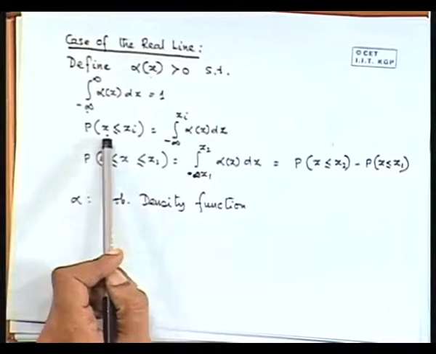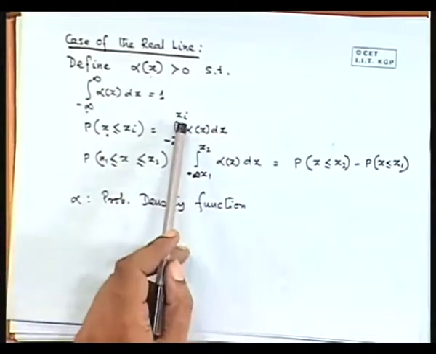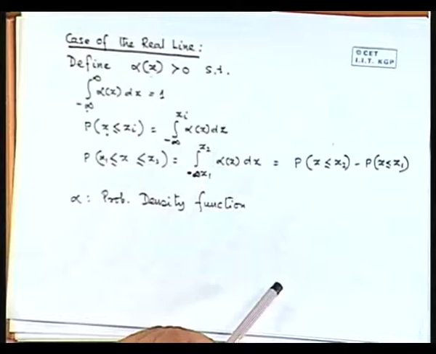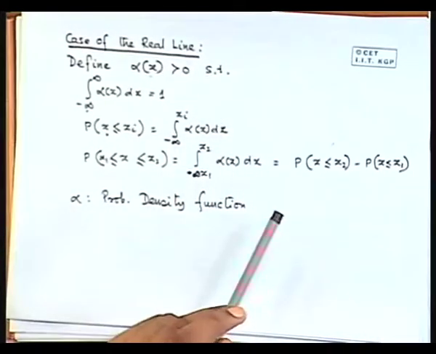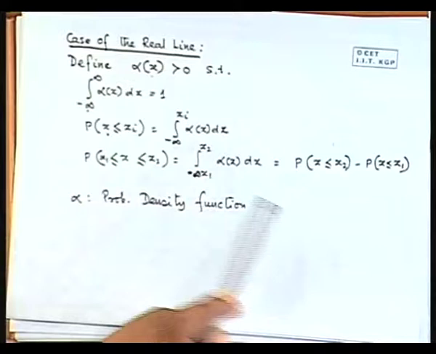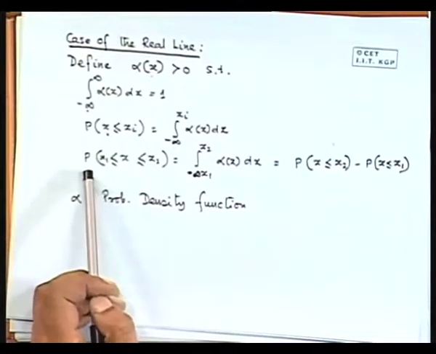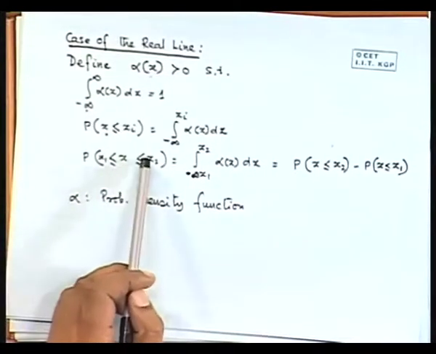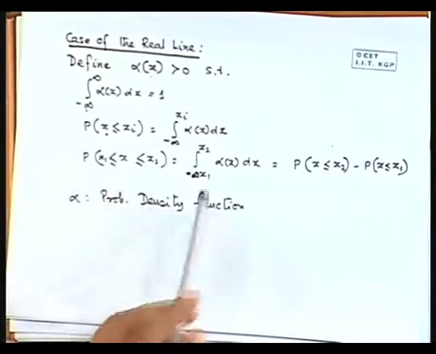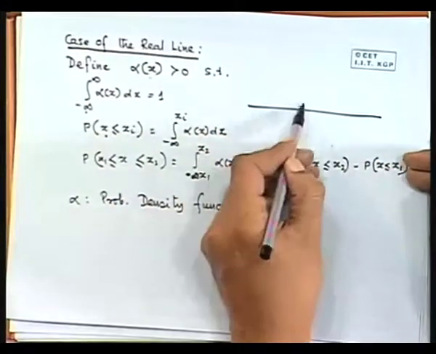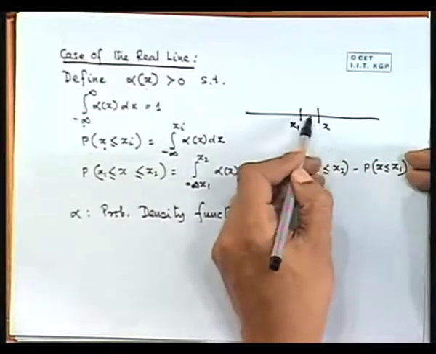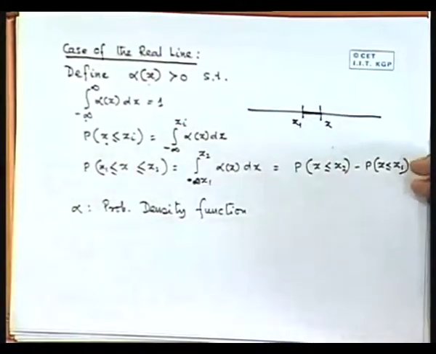So you define probability like this: the probability of x less than or equal to xi is the integral from minus infinity to xi of alpha(x) dx. This is how the probability is defined. Now, what is the probability that x is less than or equal to x2 and greater than or equal to x1? This is x1, this is x2. So what is the probability that, if you perform an experiment or a trial, the outcome x is going to be a value in this range?